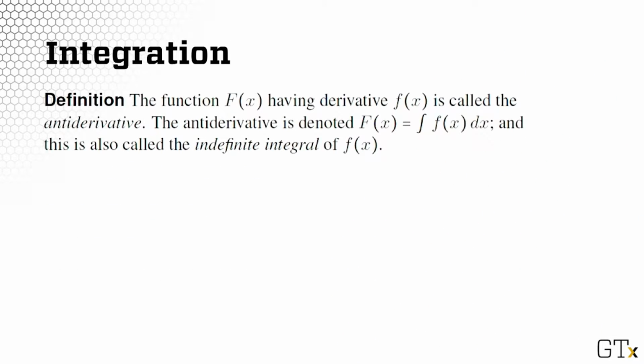Let's make the fundamental definition that a function capital F of x having derivative little f of x is called the antiderivative. The antiderivative is denoted capital F of x equals the integral, that little sign there is the integral sign, of f of x dx. And it's also called the indefinite integral of little f of x. So there's a couple ways that you can say the notations.